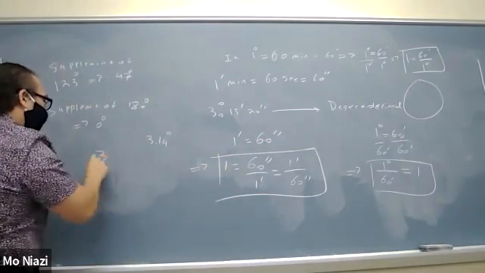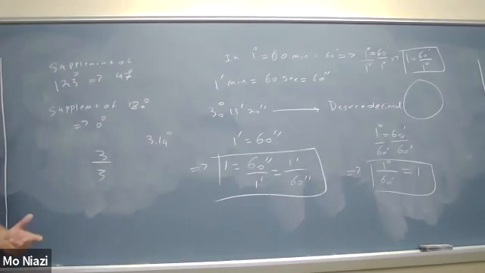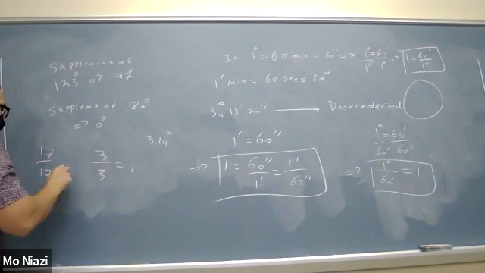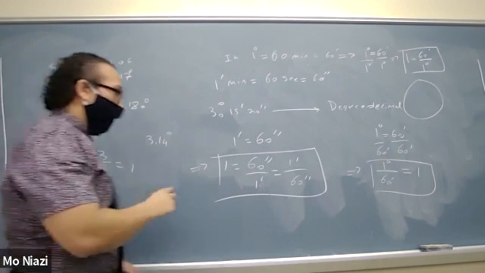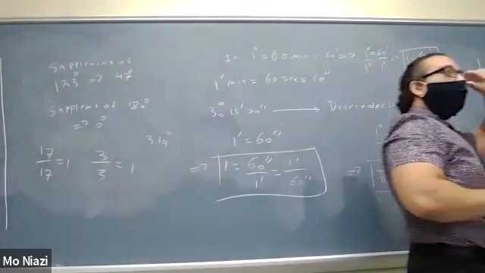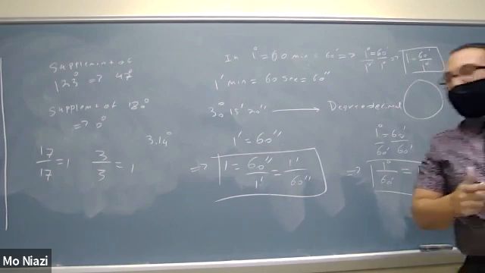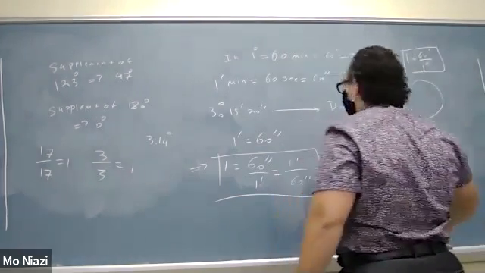What is 3 divided by 3? 1. What is 17 divided by 17? There you go. So that's kind of cool. Now, what is 1 times any number? Itself, right? 1 times anything is just that number you multiply it times, right? Keep that in mind when we do this calculation right here.